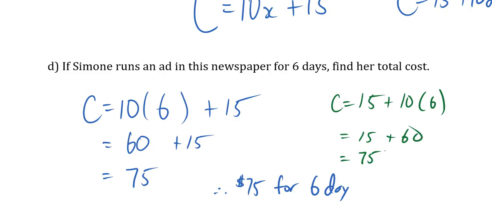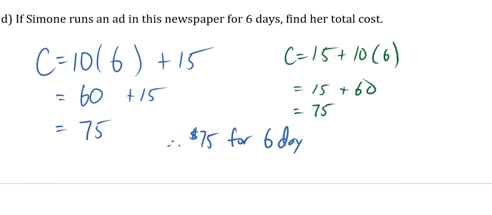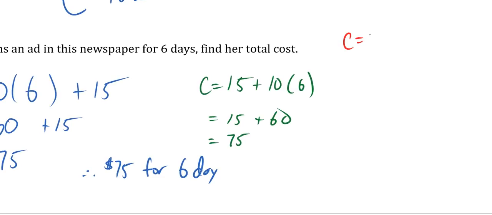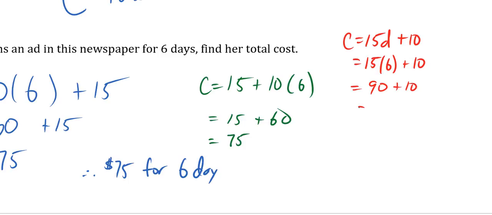This one's 75 as well. What if I did this, though? I'm going to do it in red because it's wrong. What if I did the cost is 15 times the number of days plus 10? Does anybody have a calculator and you can do 15 times 6? What is it? 90? So with the wrong rule, I got a different answer because I put the D in the wrong place. Right? So that makes a difference, but the order in which you write them doesn't make a difference. Any questions about this?